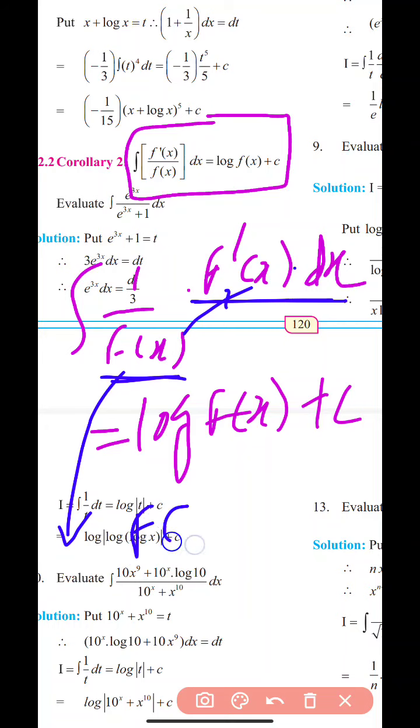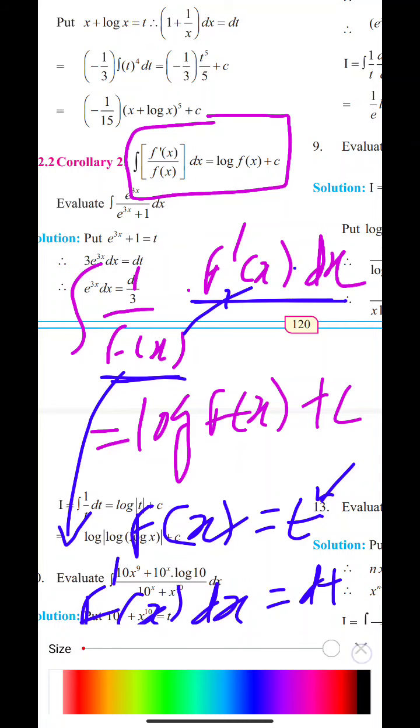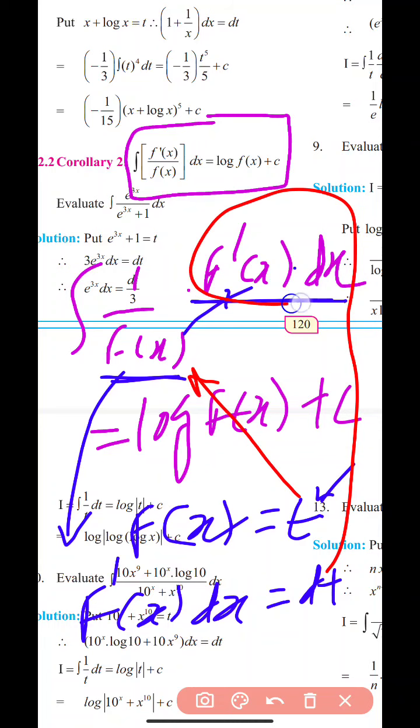So if you put f of x equal to t, then you'll derive it with respect to x. So you are going to derive this t with respect to x. So you'll get f dash of x dx is equal to dt. So after that, what will you do? You put t in the place of f of x and dt in the place of this whole thing, f dash of x dx. So that's what you have to do.